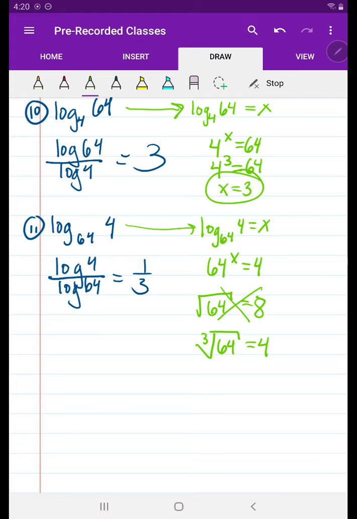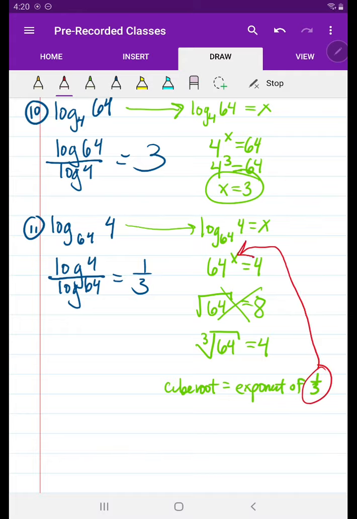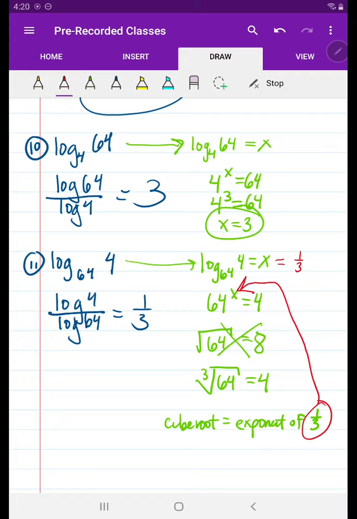And so if you have a cube root, a cube root is the same thing as having an exponent of 1/3. And so then this exponent of 1/3 is that x right there. And so that's how you get your answer of 1/3. So you can see I did these problems 2 different ways. Obviously, it's faster to just plug it into your calculator, but if you want to try to do them by hand, that's one way that you can do those by hand. So that's 10 and 11.